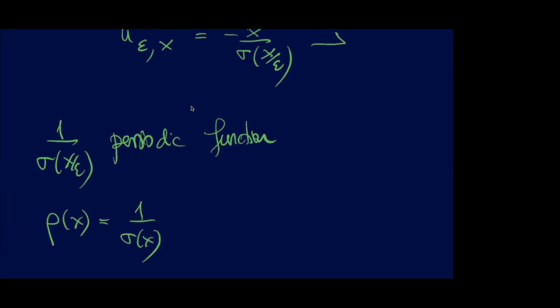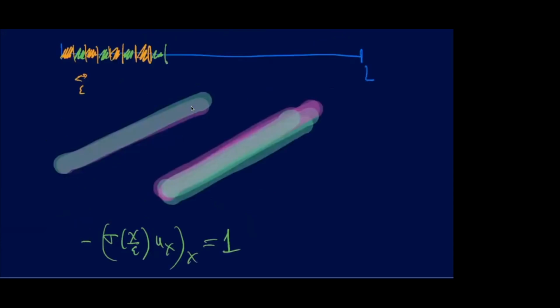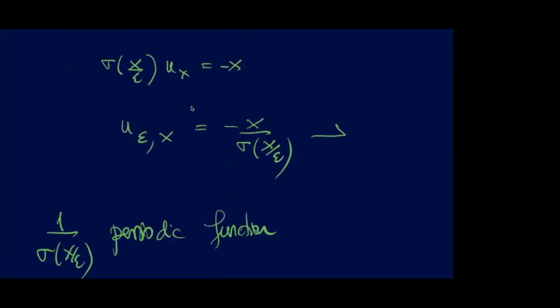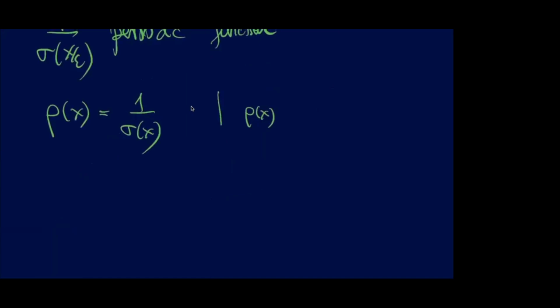And rho, now, if I look at the definition of what sigma was: sigma was 1 in the interval 0, 1, and 2 in the interval 1, 2, right? When I go to rho, what I see is rho is equal to 1 in the interval 0, 1, but how much in the interval 1, 2? Now it is 1 over sigma, sigma being 2, this is 1/2, right? And what does the theory say?